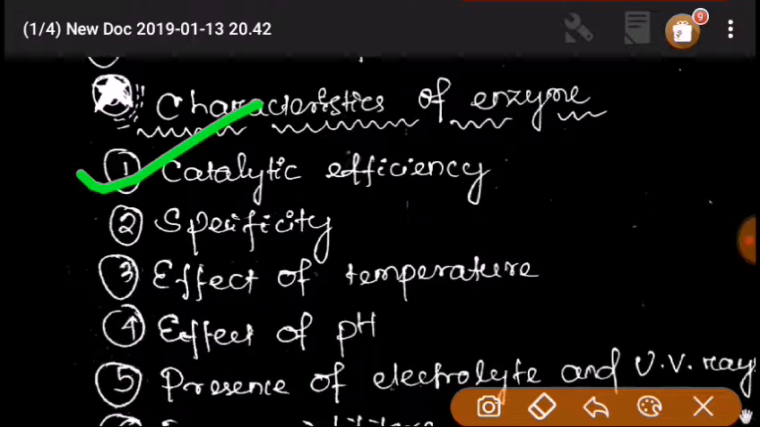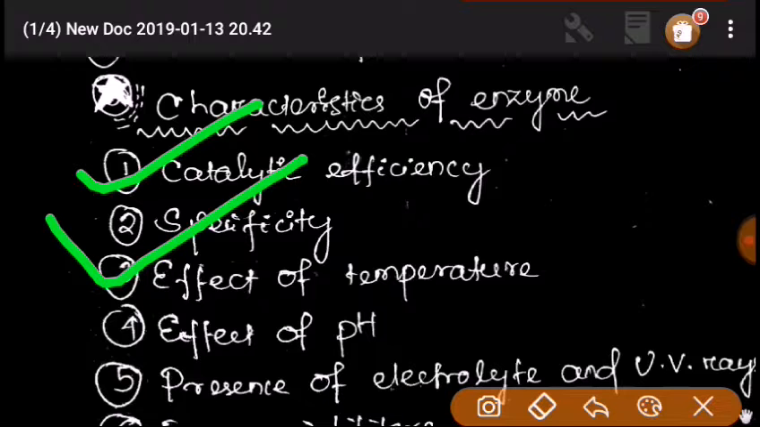And next we come to specificity. What is specificity? Enzymes are highly specific in their action, due to their shape and size, as well as the size of the substrate. For example, invertase acts on sucrose to give glucose plus fructose. You can also read about it.